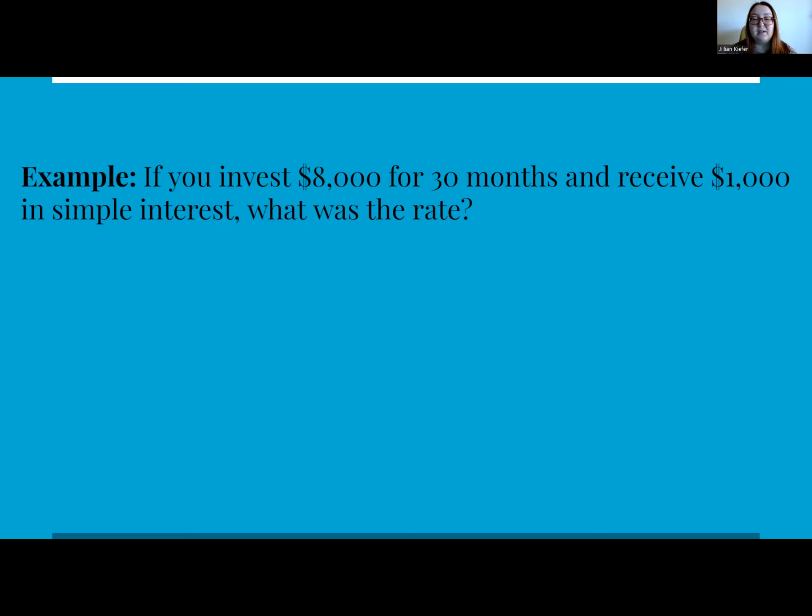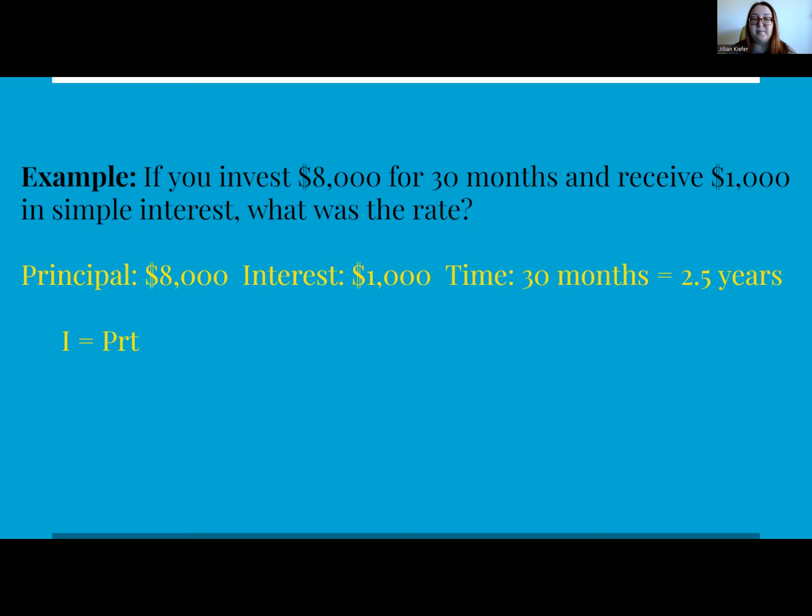And we're receiving $1,000 in simple interest, meaning we know simple interest is 1,000. So these are all the pieces of information that we know. Principal is 8,000, interest is 1,000, time is 30 months. We always want to put that in years, so if you're given months, you can divide by the number of months in a year, which is 12. So 30 divided by 12 is 2.5, so 2.5 years.